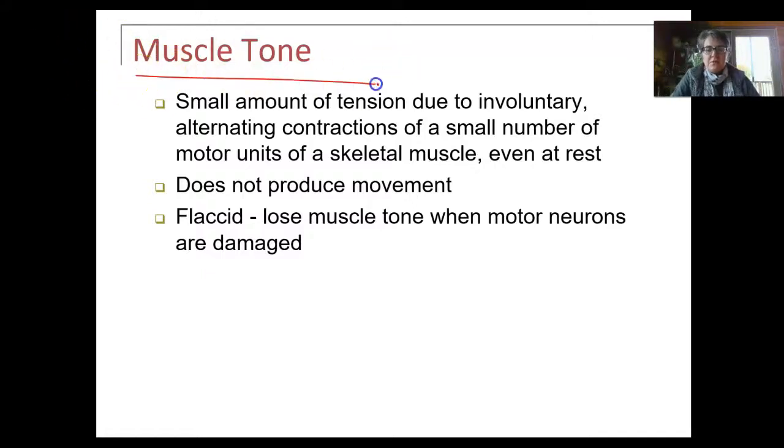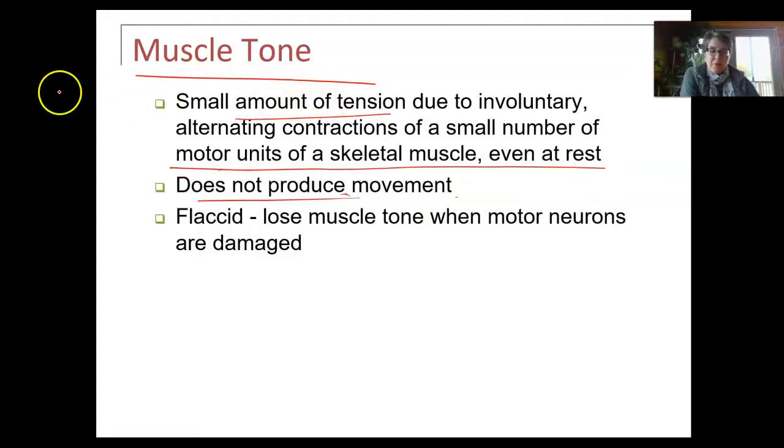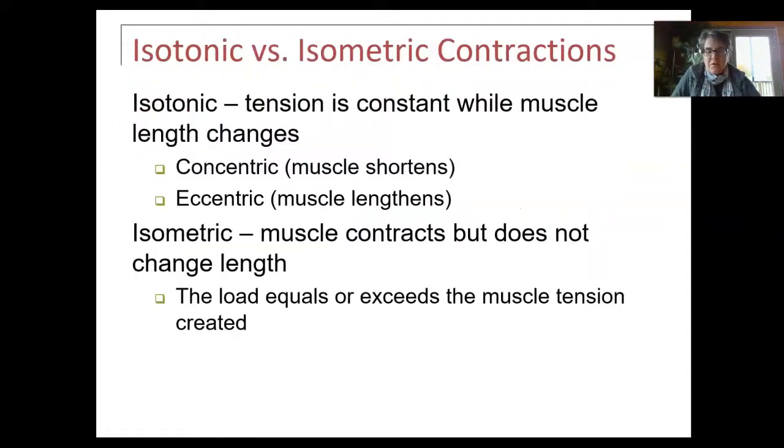And you have muscle tone. Muscle tone is when your muscles are tight even though you're not moving them. It's a small amount of tension because you're activating different motor units within a skeletal muscle when you're at rest. When you touch somebody's muscles at rest, their muscles are still firm. They're in shape. Versus flaccid muscles that have no muscle tone because they're damaged or they're just not very active.